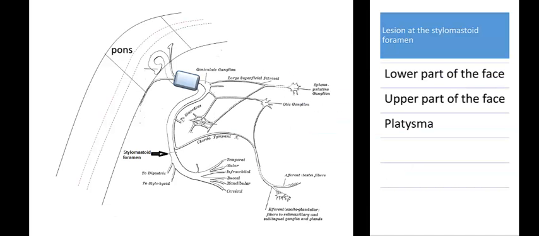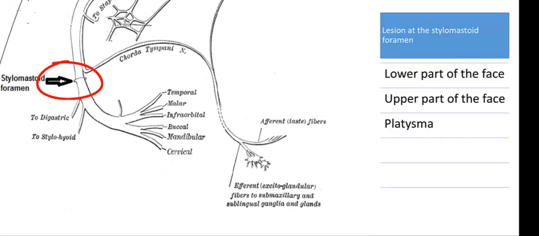If the lesion is in the stylomastoid foramen, like Bell's palsy, which is the most common type, we shall have only lower face and upper face affection, in addition to the platysma sign, with the sparing of all other functions.